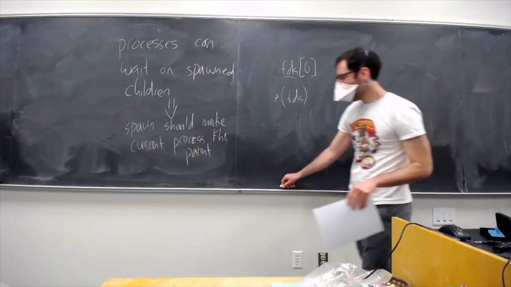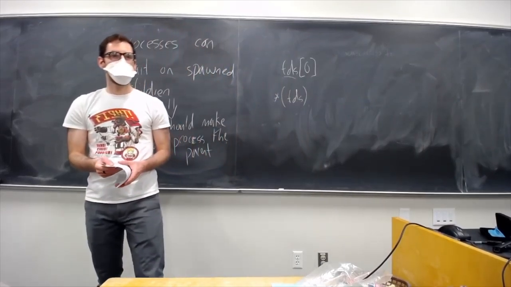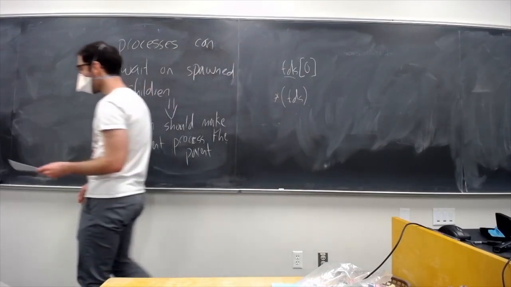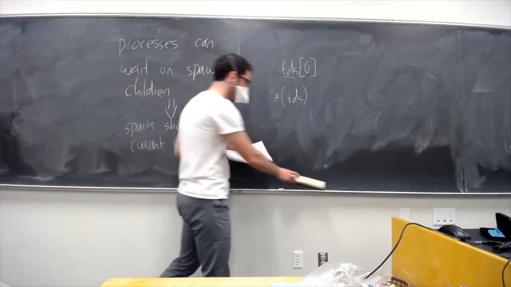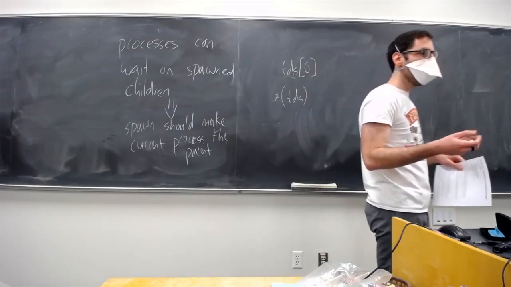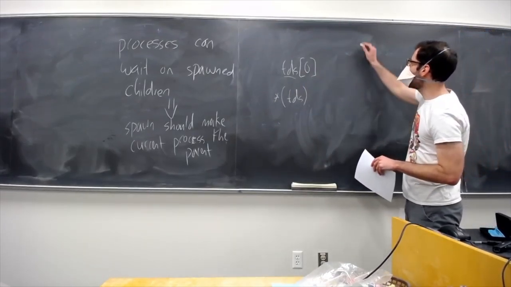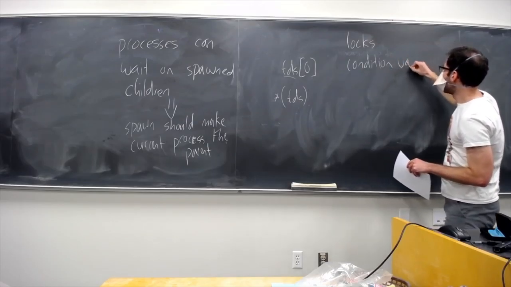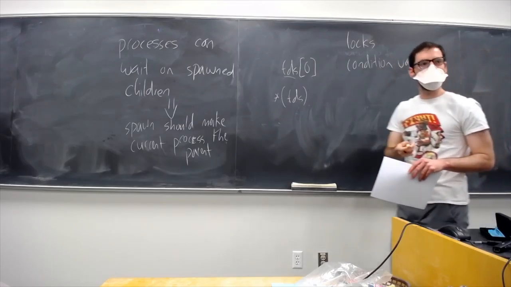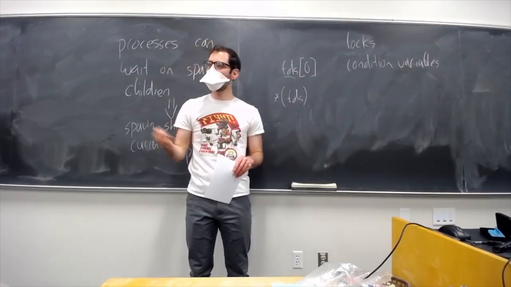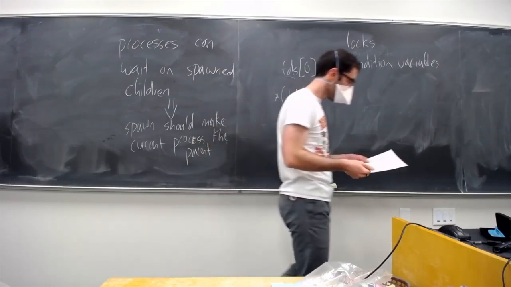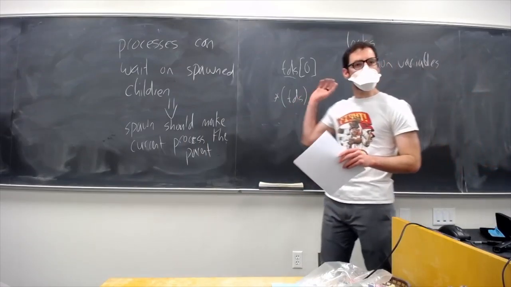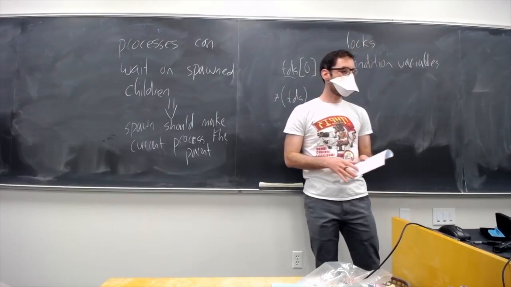So, today we are continuing with dealing with concurrency in a multi-threaded system. And we've seen a couple of basic building blocks of synchronizing concurrent code. We've seen locks and condition variables, two fundamental concurrency or synchronization primitives.